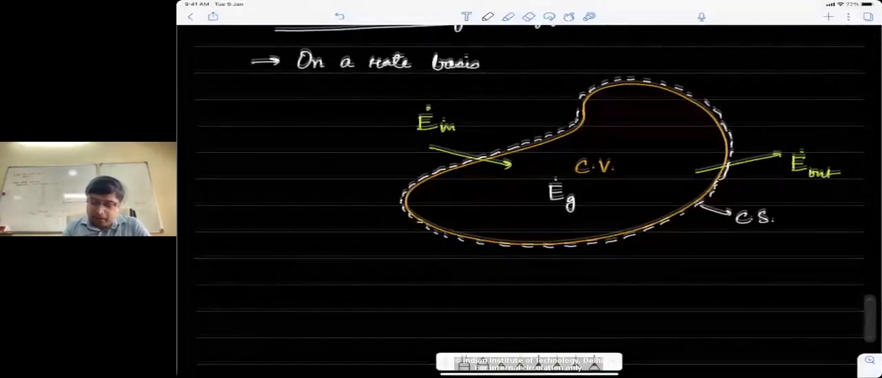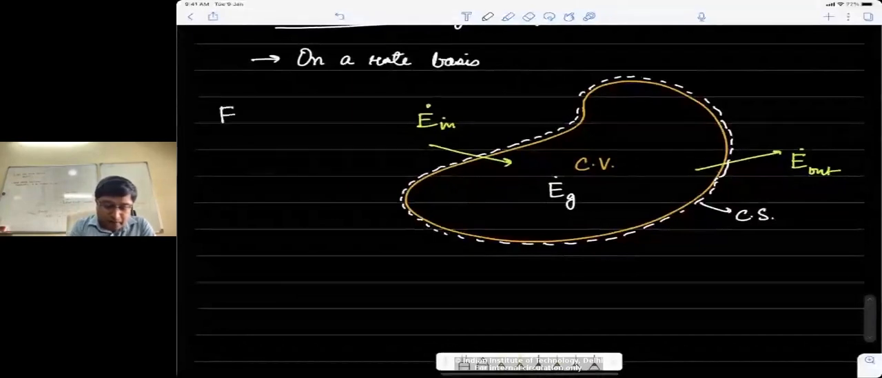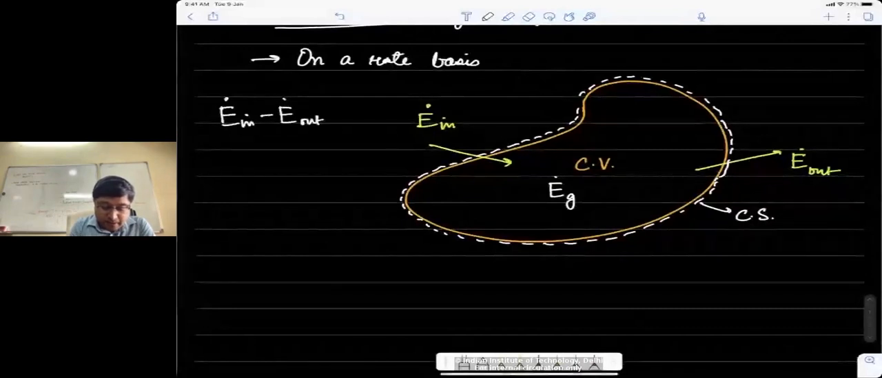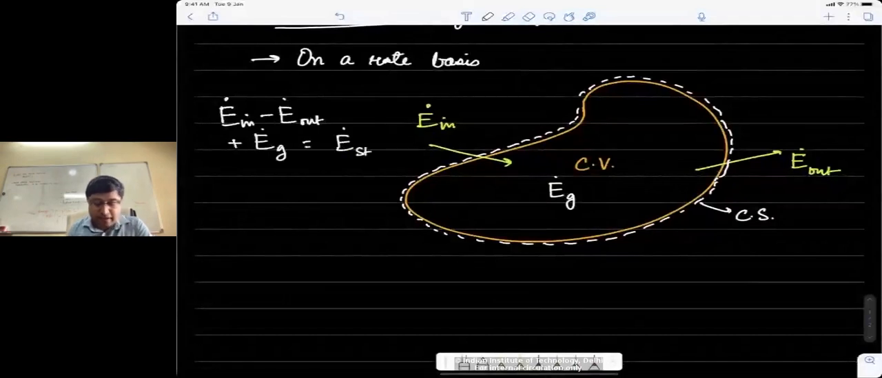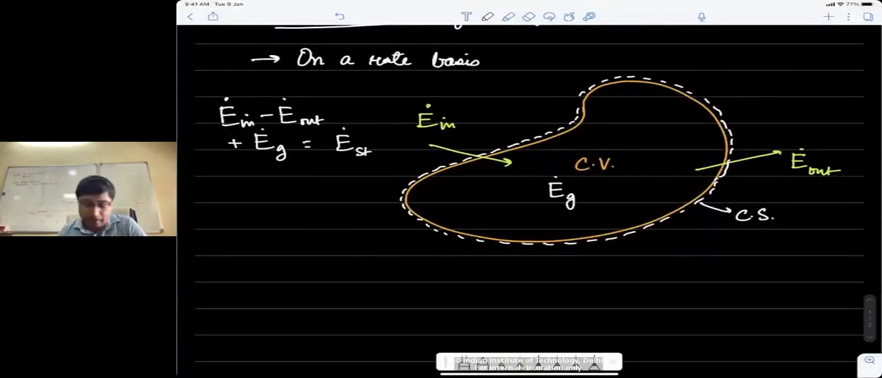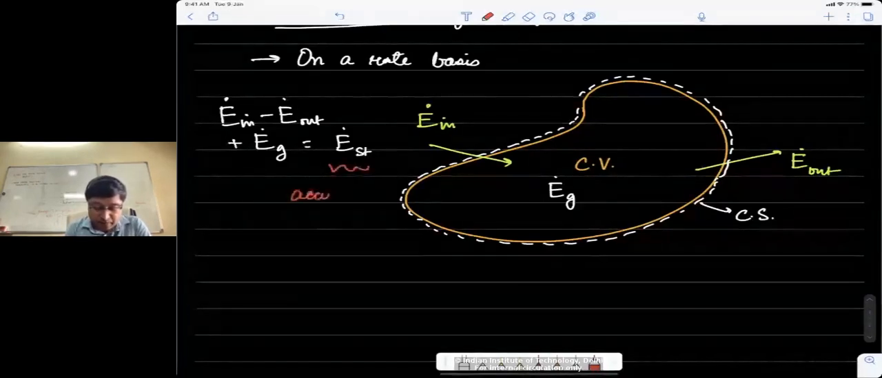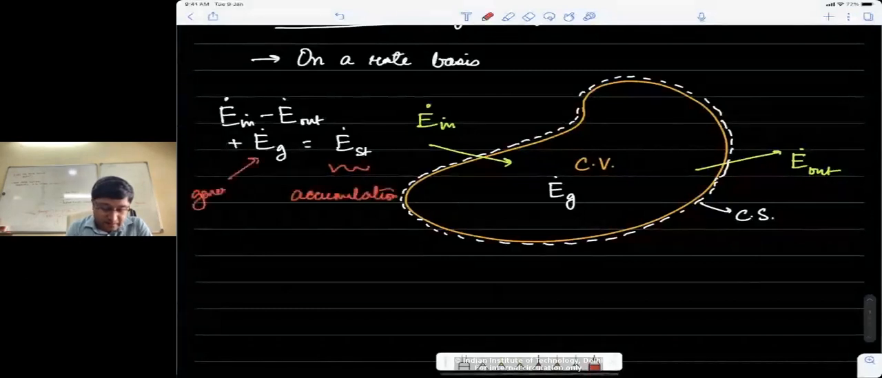So the first law, in the most basic way, for this problem would be that the rate at which energy comes in, minus the rate at which energy goes out, plus the rate at which energy is generated, would be the rate at which energy is stored. So we are looking at, for this control volume, on a rate basis, how internally, with the passage of time, energy is getting accumulated in this control volume. So this is the accumulation, and this is the generation.